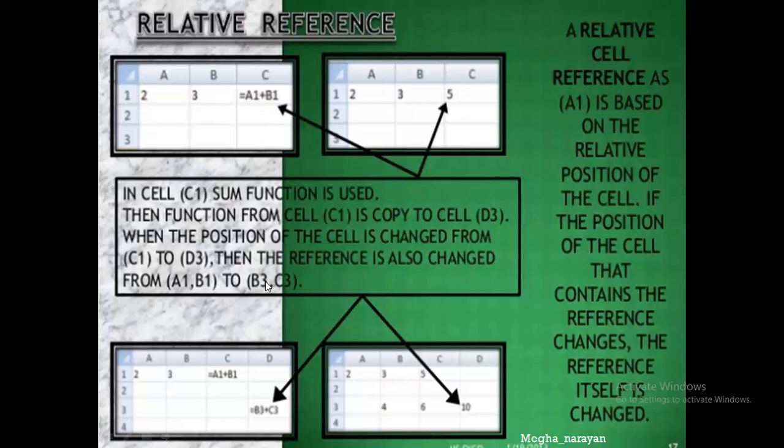Change in cell address is relative referencing. It is the default referencing. By default, you can only find this referencing in MS Excel. In this case, kindly watch carefully. None of the cell address, none of the part is fixed, not even a single one. A1 changed to B3, B1 changed to C3, and even C1 changed to D3. If you are putting the data and getting an answer here, if you copy it to another cell, the cell address will change automatically. This is relative referencing.